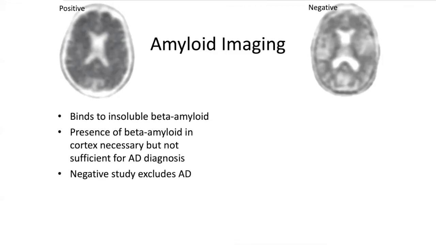That means that if I have a negative study where the amyloid tracer does not show uptake in the cortex itself, if you can see these little white areas here, that means that this patient cannot have Alzheimer's diagnosis as a fundamental reason for their dementia. So I think that's very helpful for considering alternative etiologies.